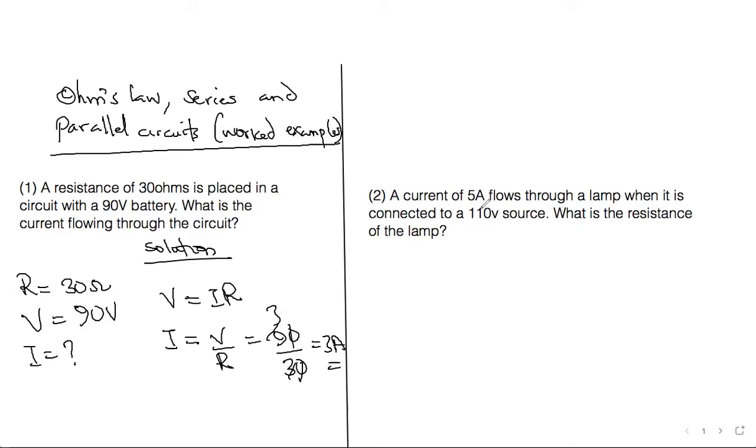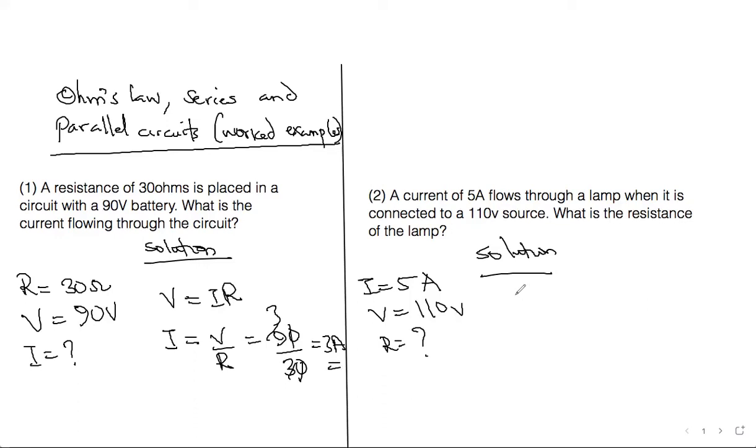A current of 5 amps flows through a lamp when it is connected to a 110 volt source. 110 volts is the voltage source. So what is the resistance of the lamp? Here we have the current as 5 amps, and we have the voltage as 110 volts. We have to find the resistance.